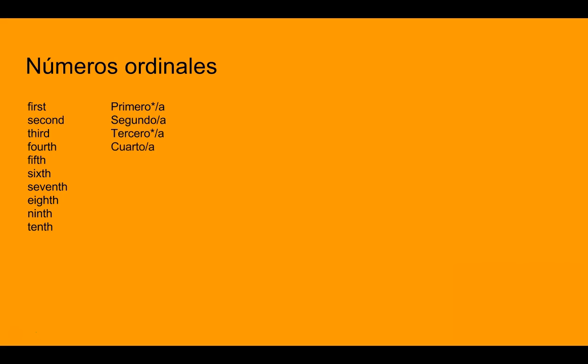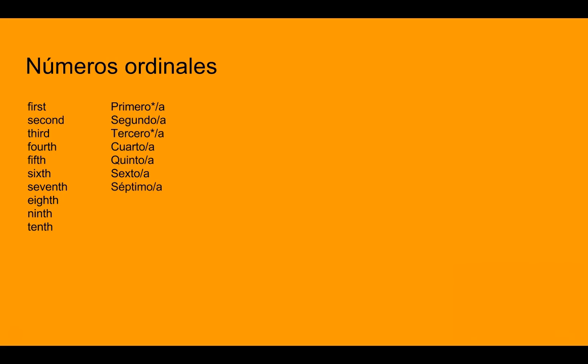Fourth is cuarto, cuarta. Be careful here because the word for four is cuatro with a T-R-O at the end. This is R-T-O, like the word quarter. Fifth is quinto or quinta. Maybe you heard of quintuplets, 5 babies that are born at the same time. Sixth is sexto, sexta.